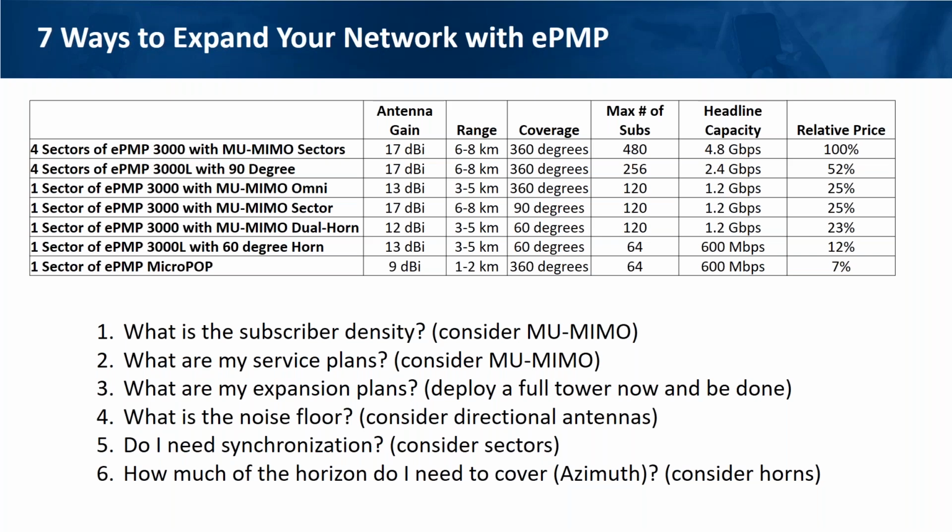So depending on how much area I'm looking to cover, am I looking to cover a full 360 degrees? Then I should really consider a 4-sector tower and plan for that 4-sector tower up front. If I'm not quite ready to go for that 4 sectors, I could always start with an omni and then split it into sectors as my number of subscribers grow. And you can look there at the maximum number of subscribers in each of these configurations. Also take a look at the headline capacity.